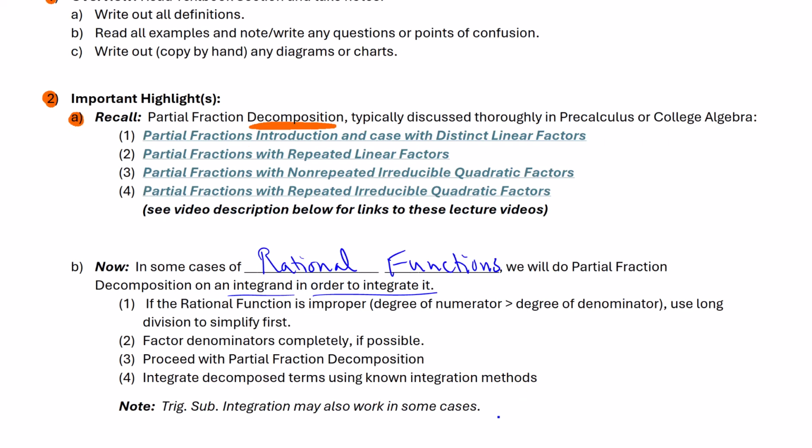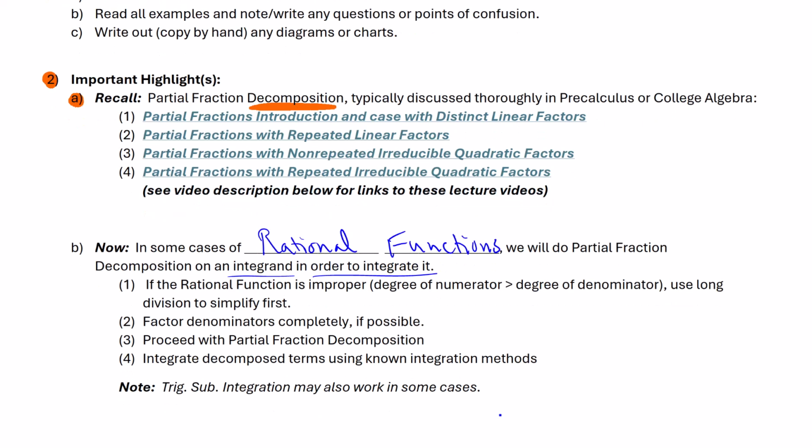Now, there are a few steps we want to keep in mind, and we'll practice these with some examples shortly. First, if the rational function is improper, that is, if the degree of the numerator is higher than the degree of the denominator, then we're going to use long division first to simplify it. So we'll see an example of that shortly. That's good to catch because it changes the problem immediately to something more easily handled.